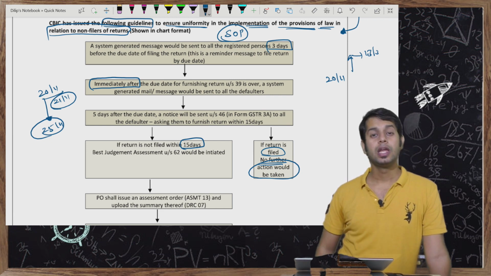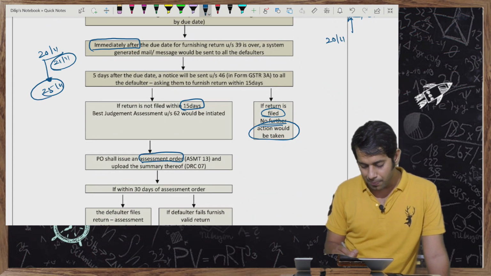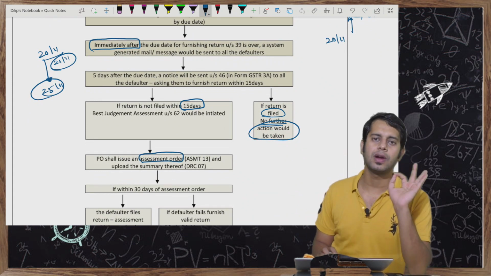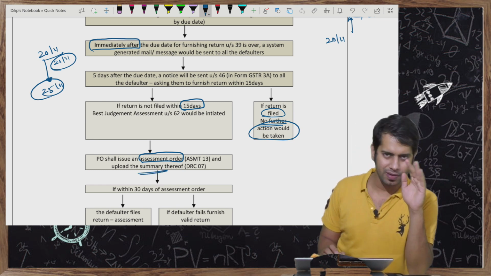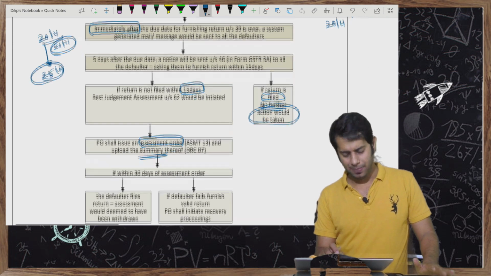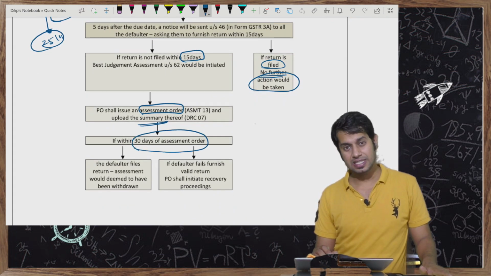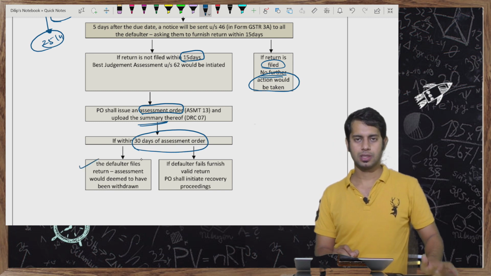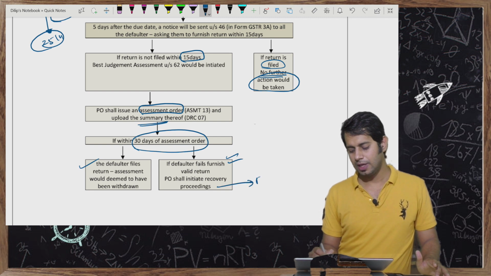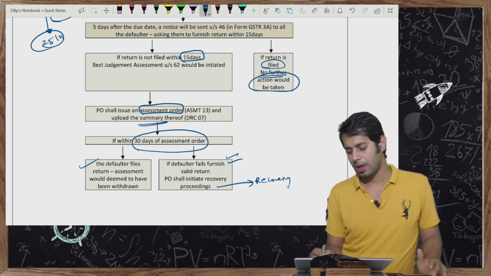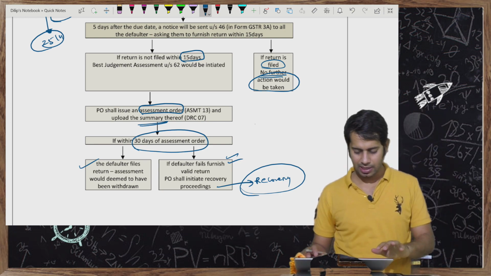That matter is closed. If I don't file the return within 15 days, then the proper officer will compute the tax liability himself and give an assessment order to me and also a summary report. Now, if within 30 days of this assessment order I file the returns, very good, the matter is closed. If I don't file the return, then he will start recovery proceedings to recover the tax from me.